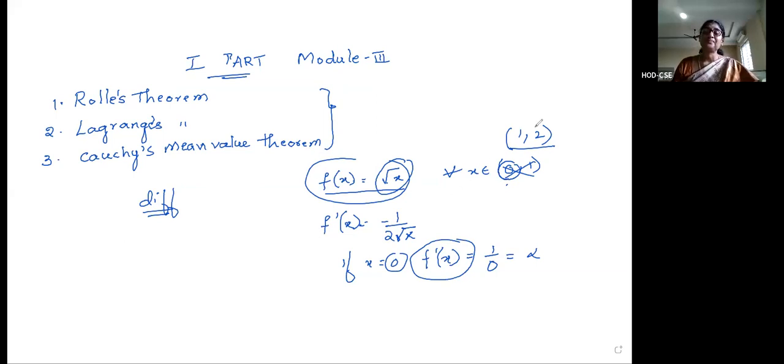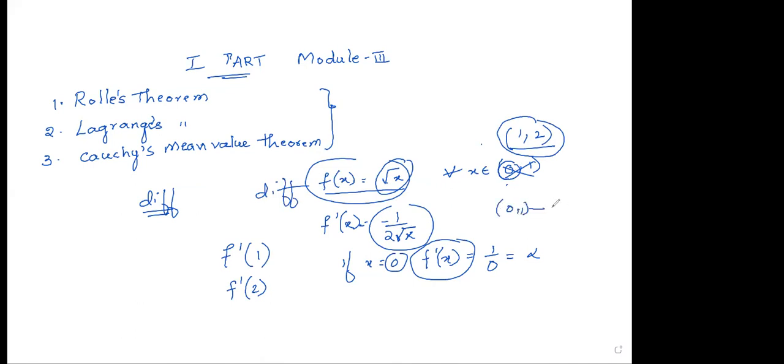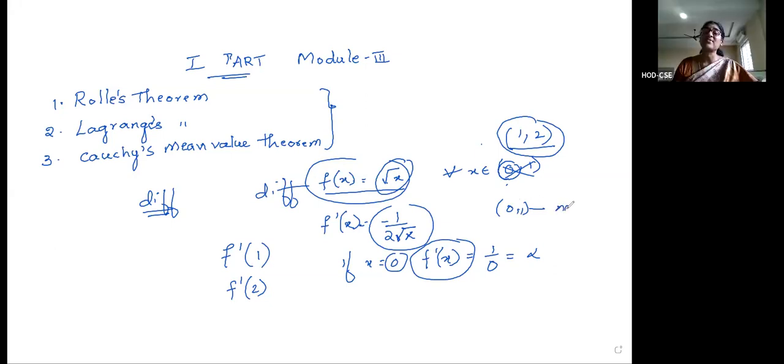Similarly in 1 comma 2, the derivative is minus 1 by 2 root x. So if x is equal to 1 or 2, f dash of 1 exists, and f dash of 2 also exists. Therefore this curve in this interval is always differentiable, but at 0 it is not differentiable, as I just showed, right?